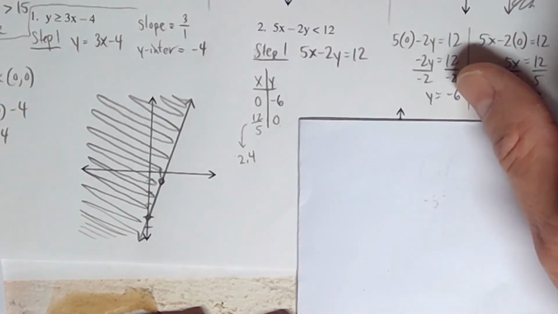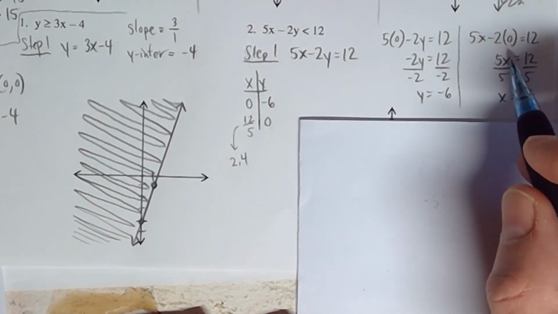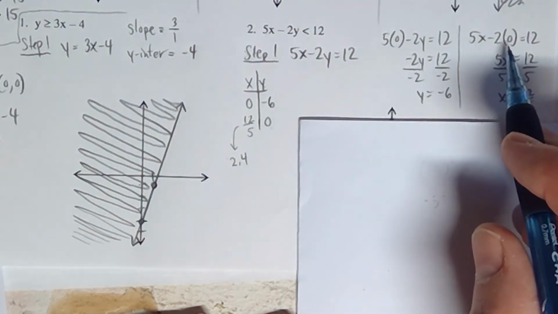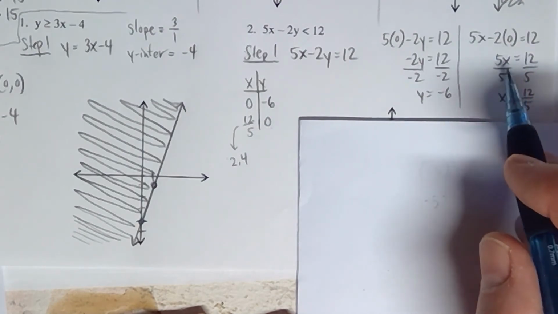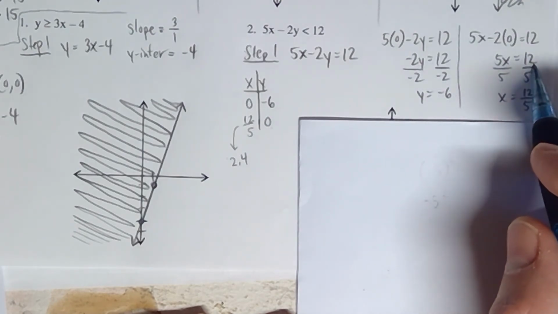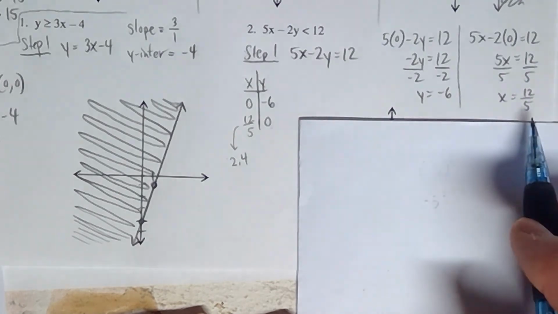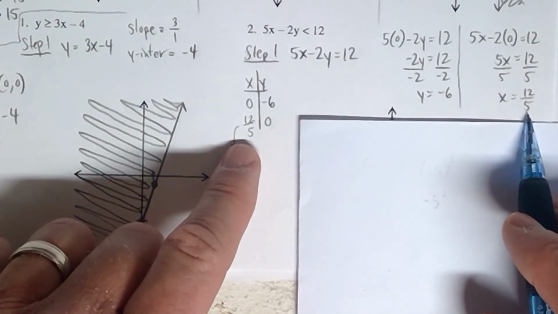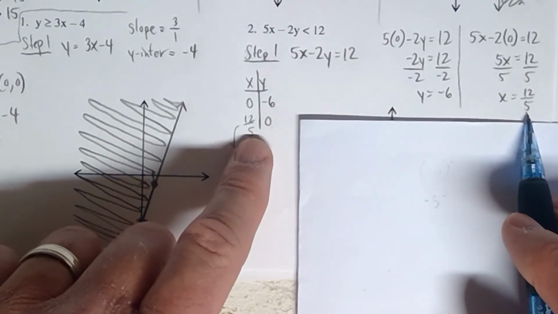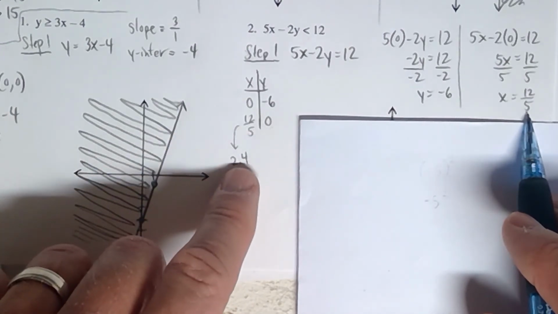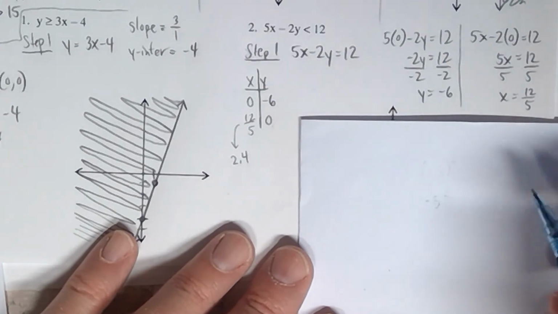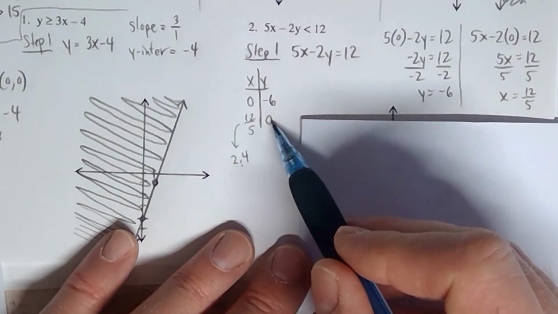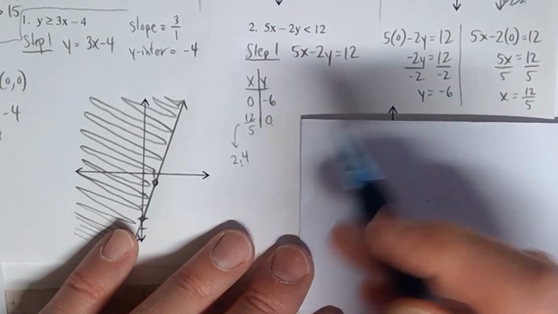When I plugged in y equal to 0 over here on the far right of the problem, that term disappeared right there, and we ended up with 5x equal to 12. Divide out to get the x by itself, and you end up with 12/5. But I want to know where 12/5 is on the graph, so I put that in my calculator. 12 divided by 5 is 2.4, and so I get 2.4 matches up with y equal to 0.